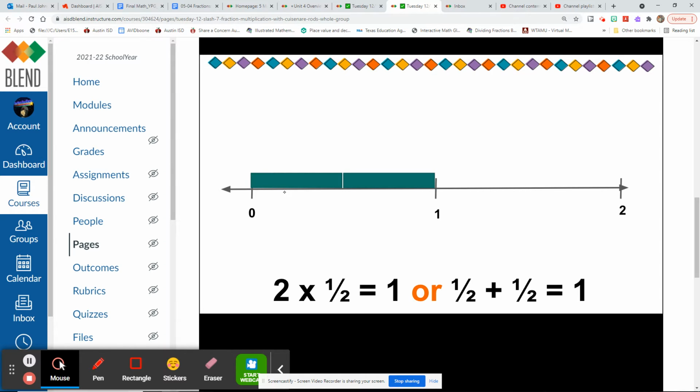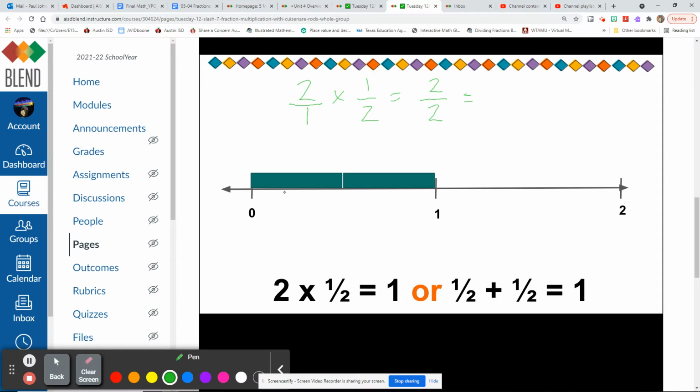And then once again, if we do this as the algorithm, it's 2 times 1/2. So what we do is we turn the whole number into a fraction, and then we multiply top times top, which is 2, bottom times bottom, which is 2, and then we simplify before it's time to say goodbye. Don't forget to simplify. 2 over 2 is the same thing as 2 divided by 2. And 2 divided by 2 is equal to 1 whole.